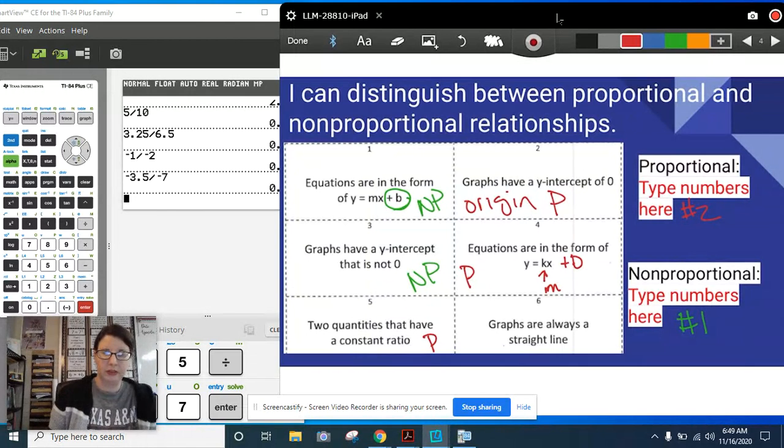And graphs are always in a straight line. Well, that can really be proportional, but all proportional graphs are in a straight line. Not all non-proportional graphs are in a straight line. So we have proportional are 2, 4, and 5. And our non-proportional are 1, 3, and 6.